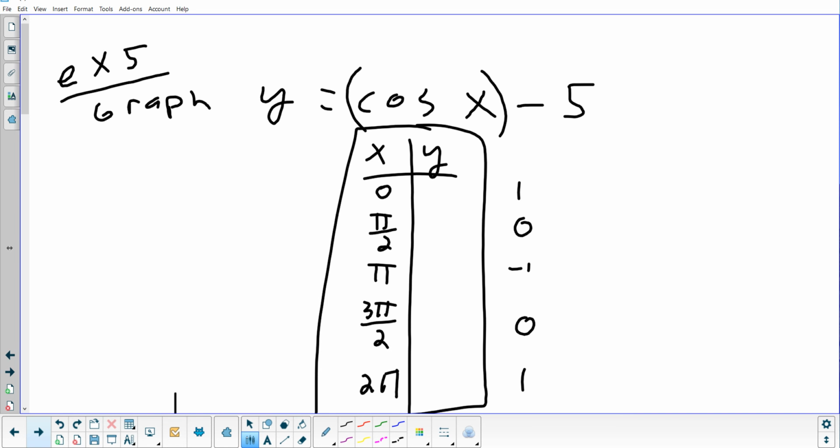And Lucas, what am I going to do to all these y values? So here we're just going to do some arithmetic. We don't have to do any trig with cosine because the cosine is kind of built into the original table. So the fact that we wrote down 1, 0, negative 1, 0, 1 takes care of the cosine part of the problem. We just have to modify all these values by doing what to them? Just subtract 5.